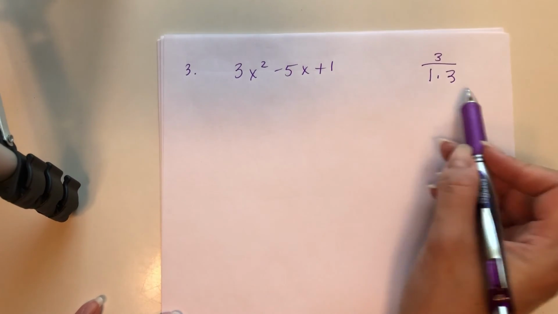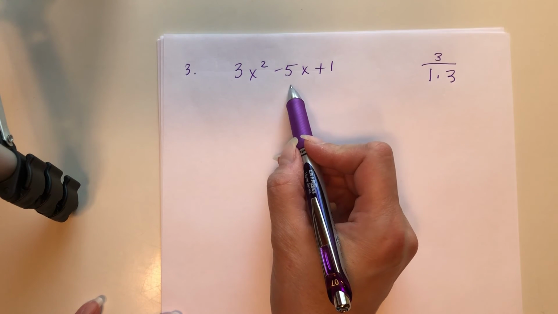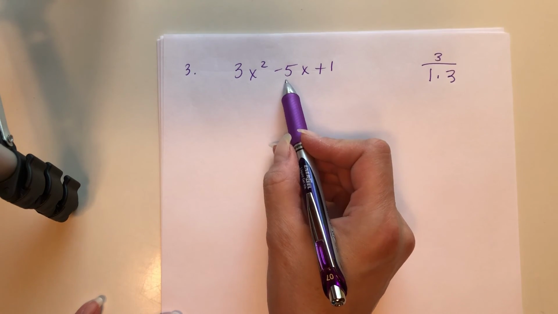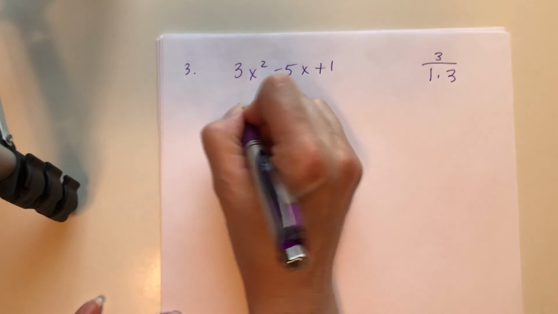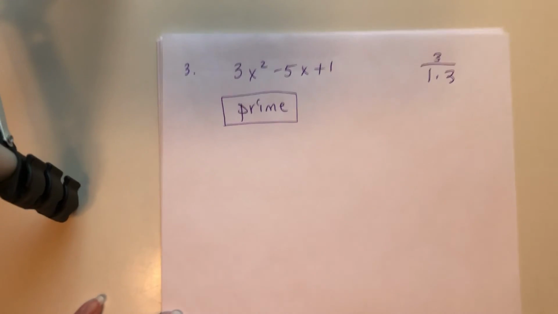And then I've got to be able to add or subtract those numbers to get the number in the middle. Well, if I add them, I get 4. If I subtract them, I get 2. There's no way I can get that -5 in the middle. So that tells me that this one is prime. It's not going to factor. And that's my answer there.